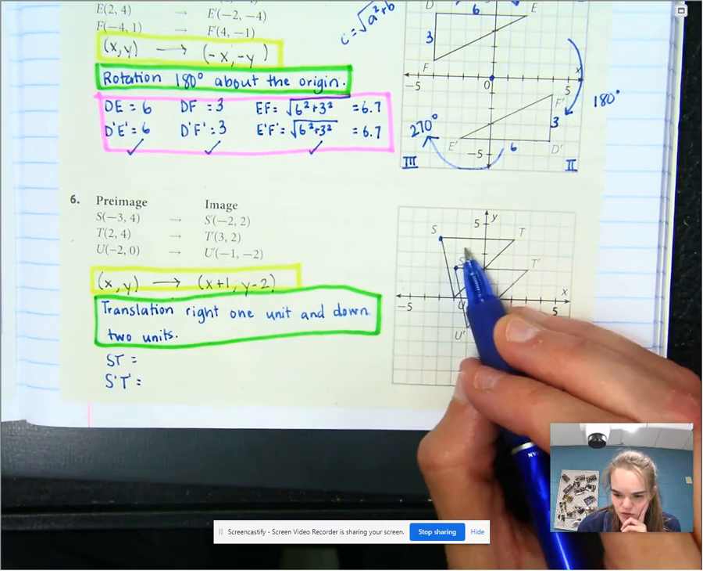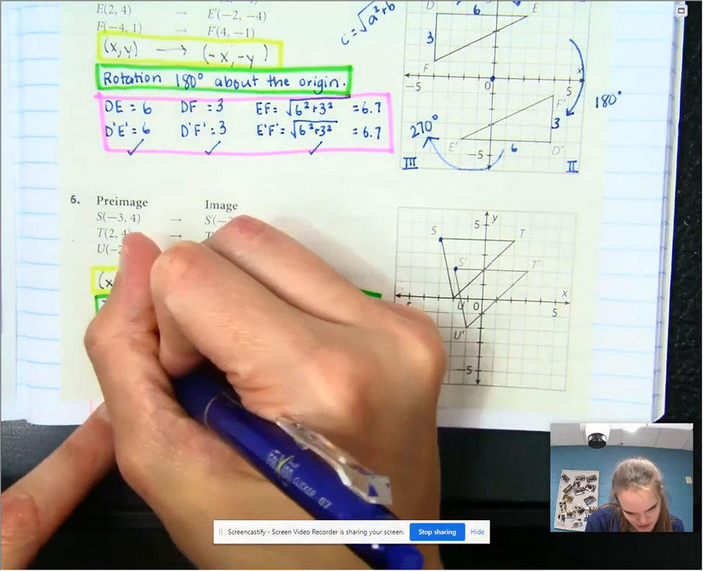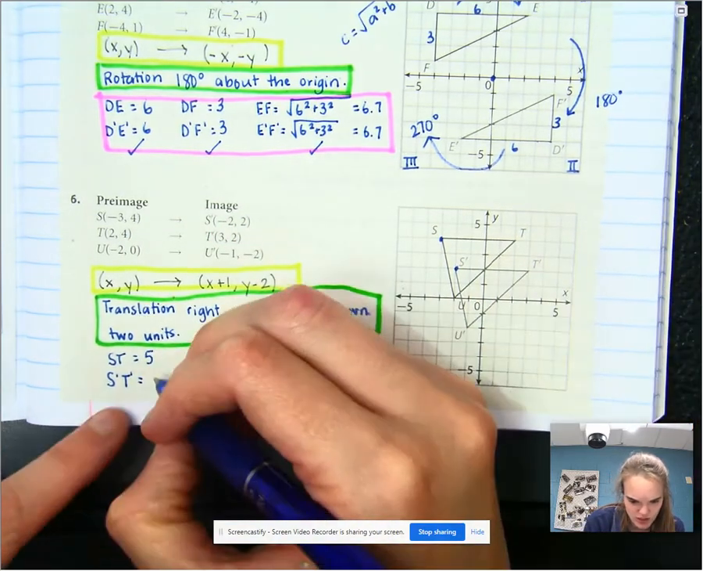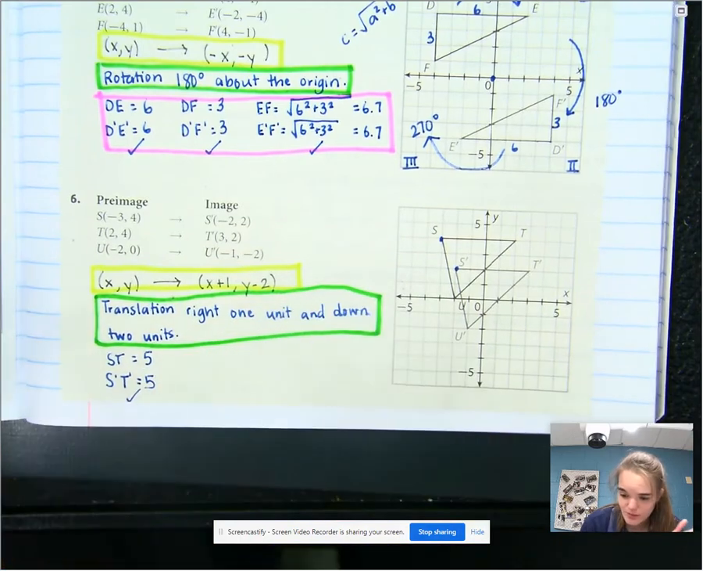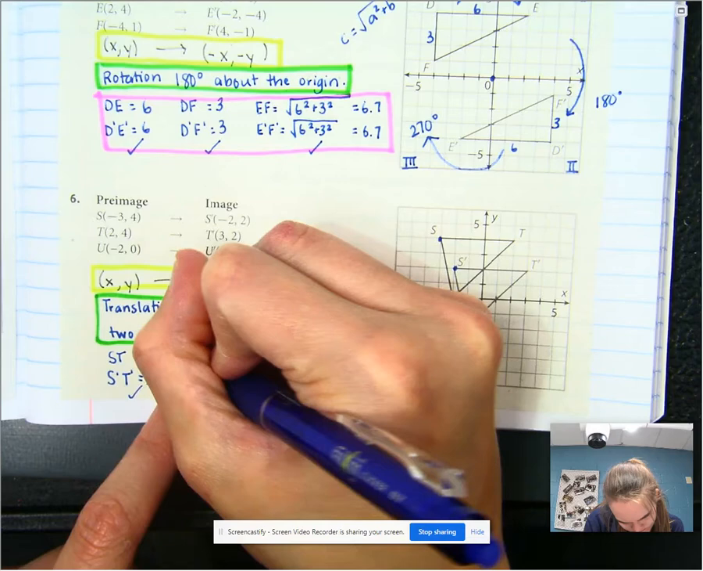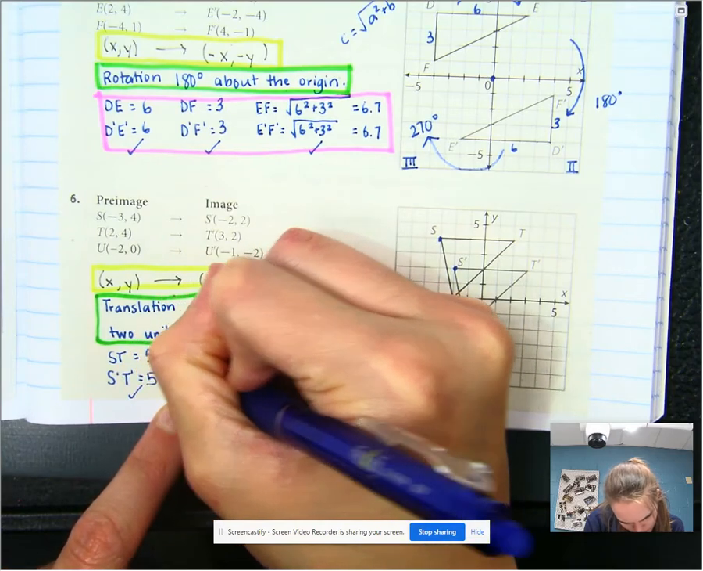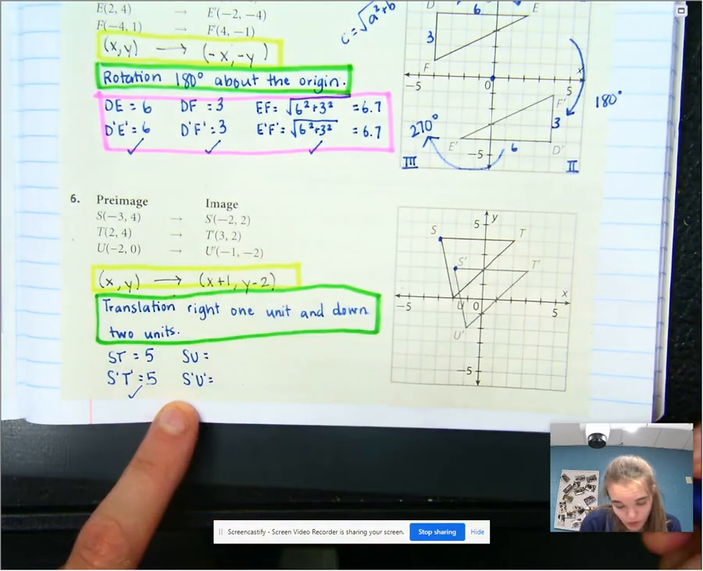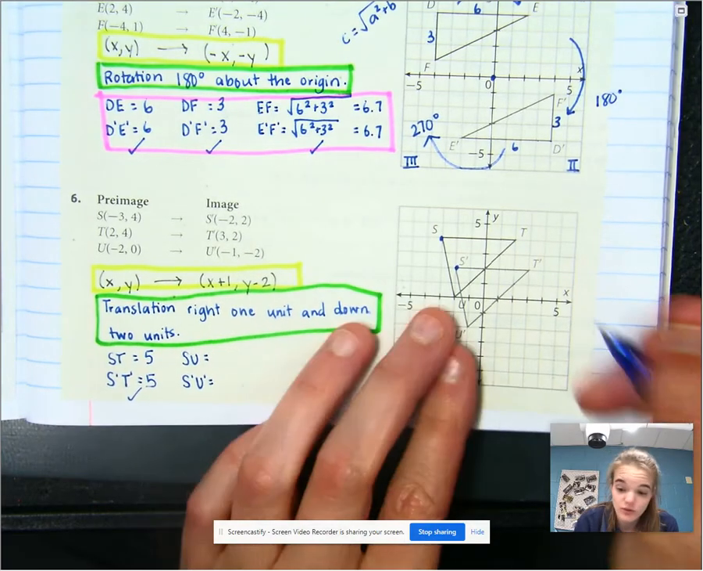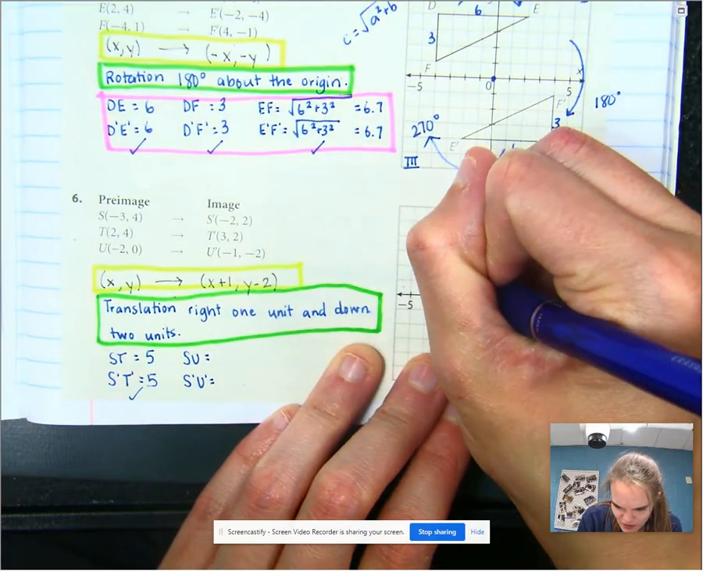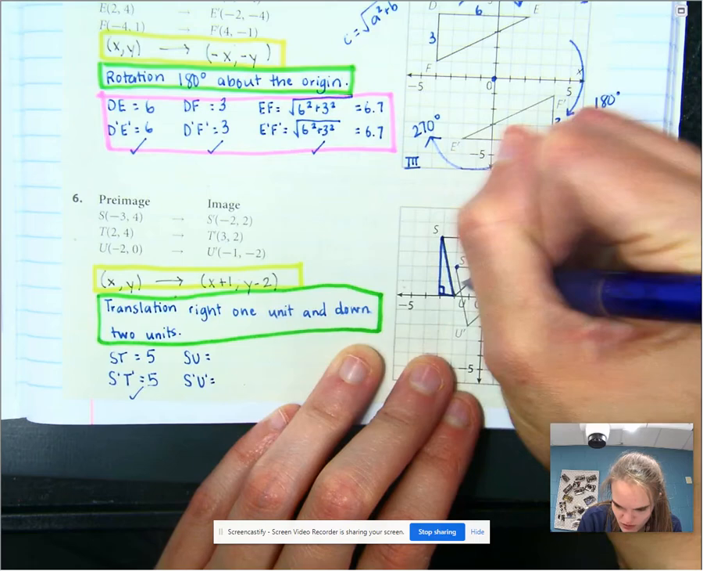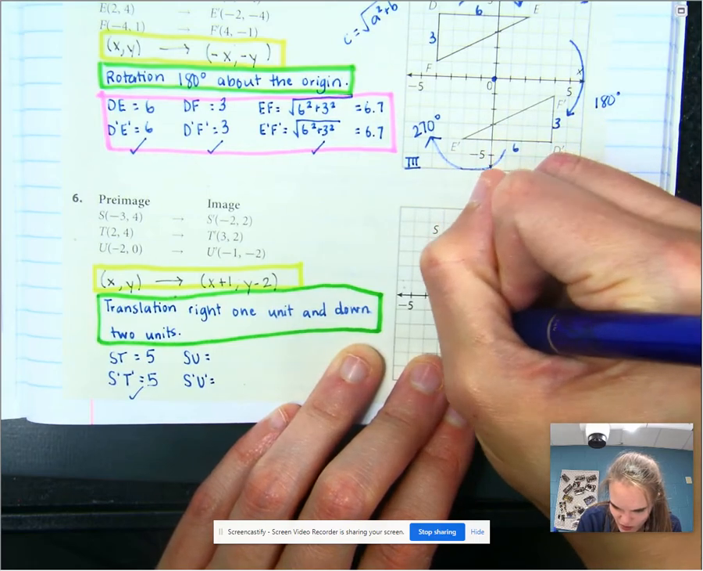All right, ST, 1, 2, 3, 4, 5. S prime, T prime, 1, 2, 3, 4, 5. Good, check, done. Now it doesn't matter which one we do next. Let's do SU. S prime, U prime. You're either using the distance formula or the Pythagorean theorem. I'm using the Pythagorean theorem because I don't like the distance formula if I don't have to. Which means I need to draw a right triangle at SU, and a right triangle at S prime, U prime.